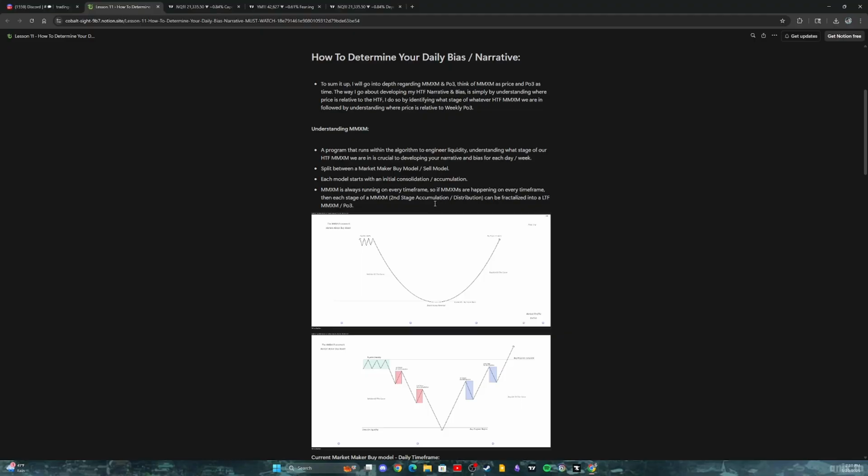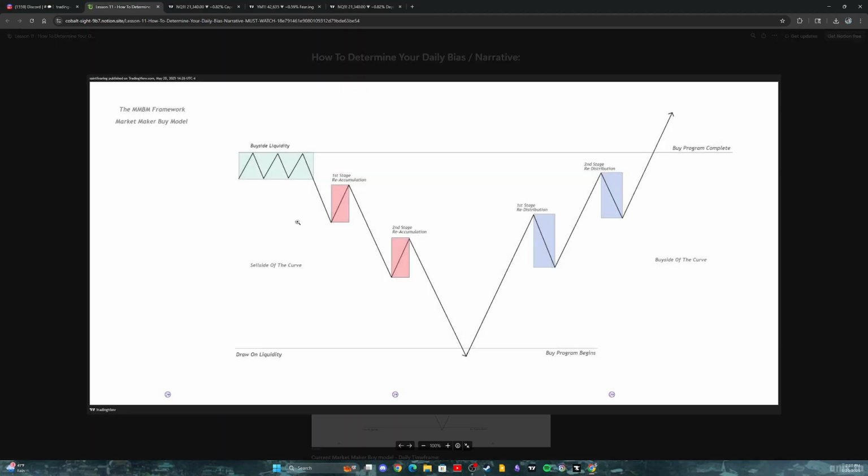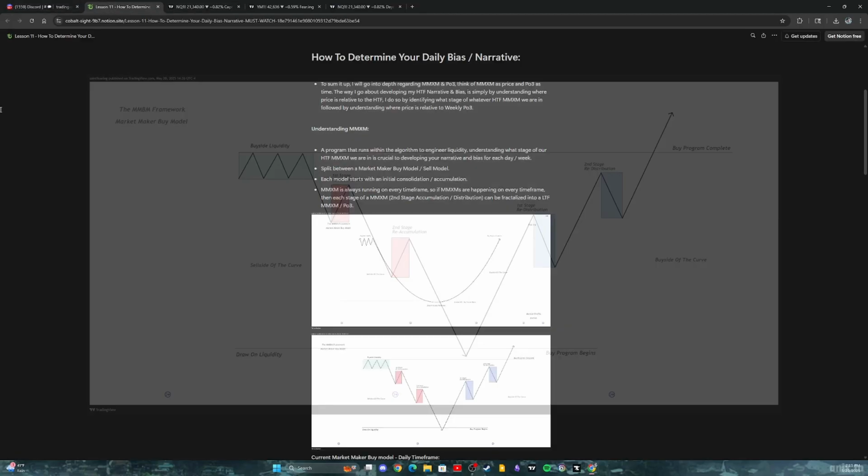If market maker models are happening on every time frame, then like I talked about earlier, each stage of a market maker model can be represented as a Power 3. Like I was saying, within the overall market maker buy model on the higher time frame, each stage reaccumulation can be represented as a lower time frame market maker sell model. The way I look at it is that each stage of our market maker models, so our first stage redistribution and second stage redistribution, can be represented as a weekly Power 3, something like we have here.